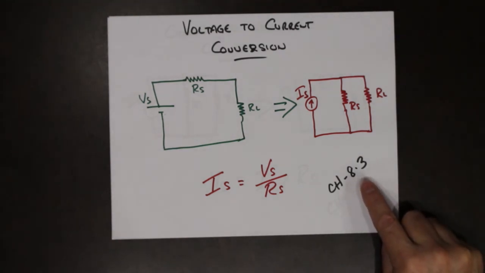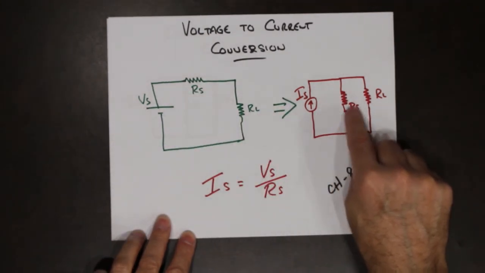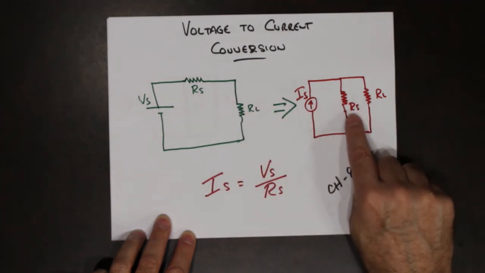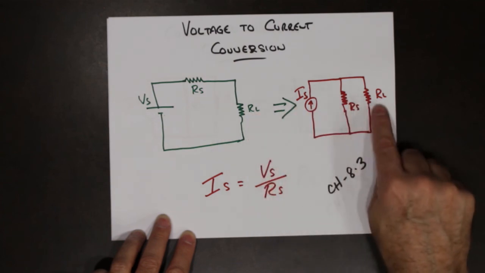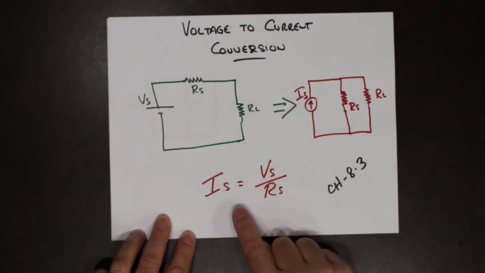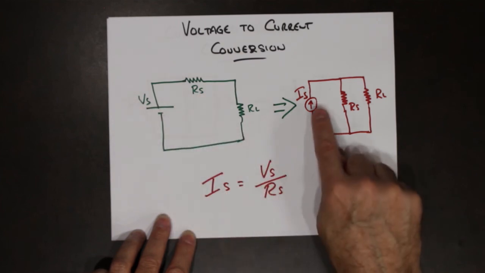Chapter 8-3 of the book talks about conversions, current sources to voltage sources and voltage sources to current sources. Again, to go from a voltage source into a current source, you keep RS the same, you just change its location. Keep RL the same and calculate the new current. That current is based on this formula: VS over RS gives you IS.